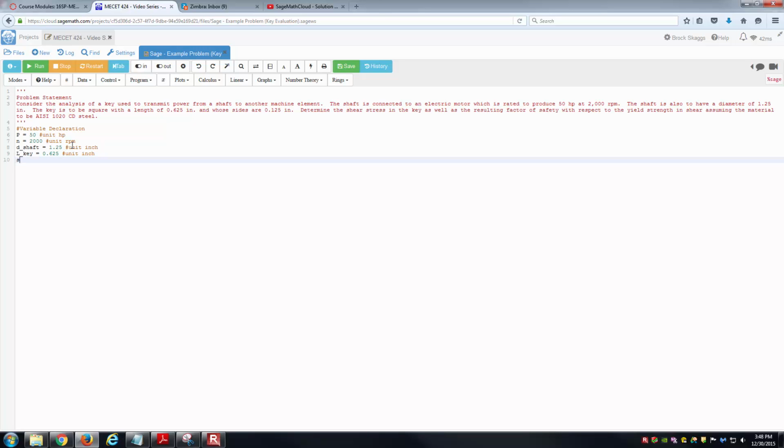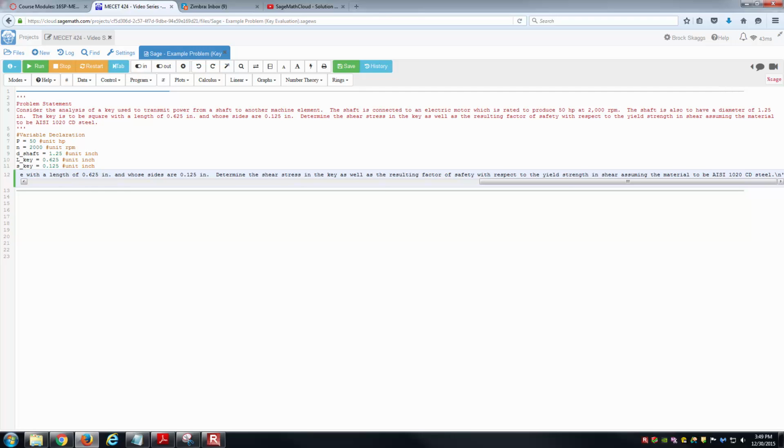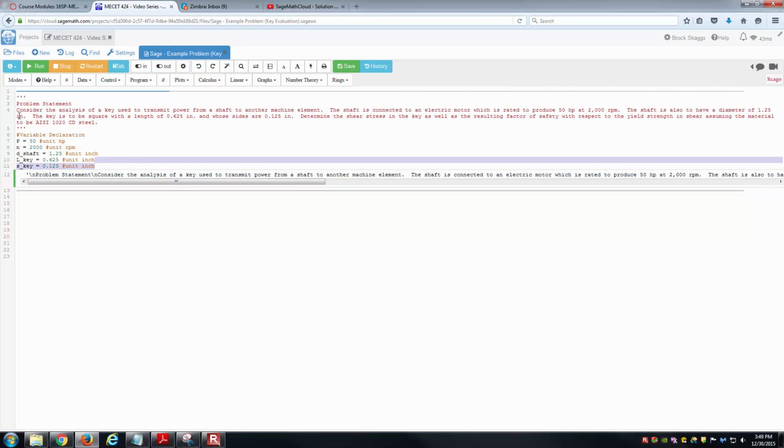And the side of the key is 0.125 inches. And so that's a very quick way. I'll hit Shift Enter to evaluate all those in order to get this information. Here I don't really like the way that's doing that. I don't really want to see that new line stuff.